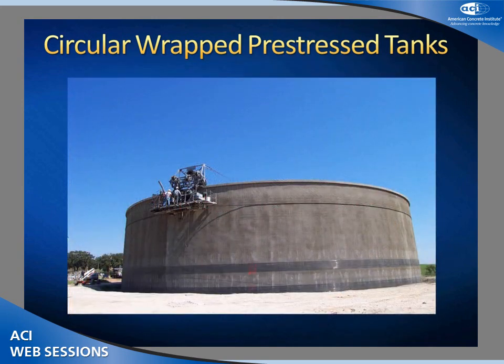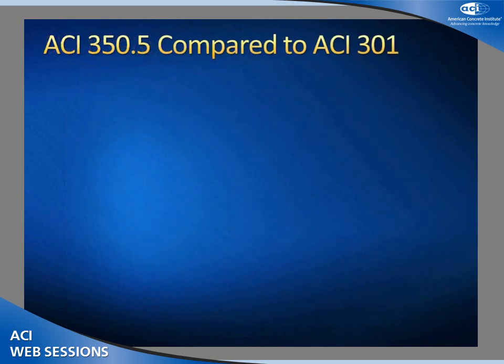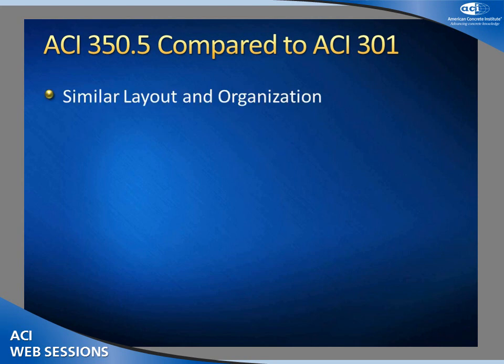This is an example of the pre-stress, and you saw that before too. And Shotcrete is really not that unusual. It's a placement system for concrete. It's a way to place concrete without any formwork. And that's why it works so well on some of the circular pre-stressed tanks, because they're exposed, the surface is easy to get at. So let's compare 350.5, our new specification, to 301.